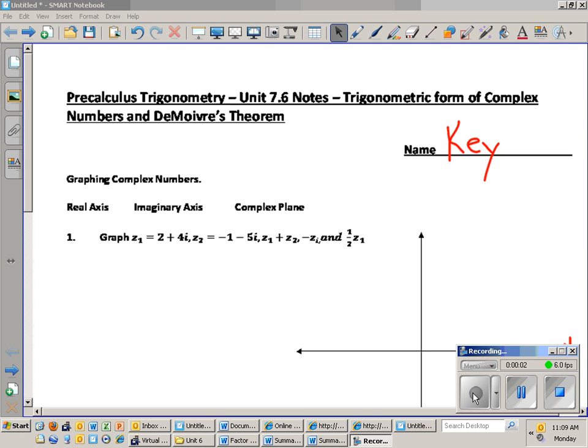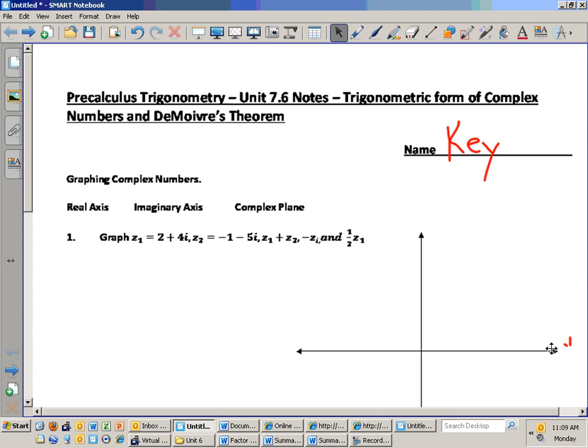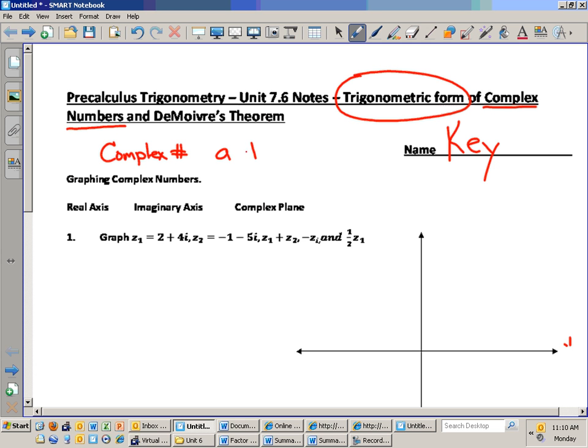Okay, so we want to write complex numbers, and we want to write them in trigonometric form. We're going to take trigonometry and put it together with complex numbers that we saw back in Chapter 3. And if you remember, a complex number would be something of the nature a plus bi, where a is what we call the real part, and bi is what we call the imaginary part.